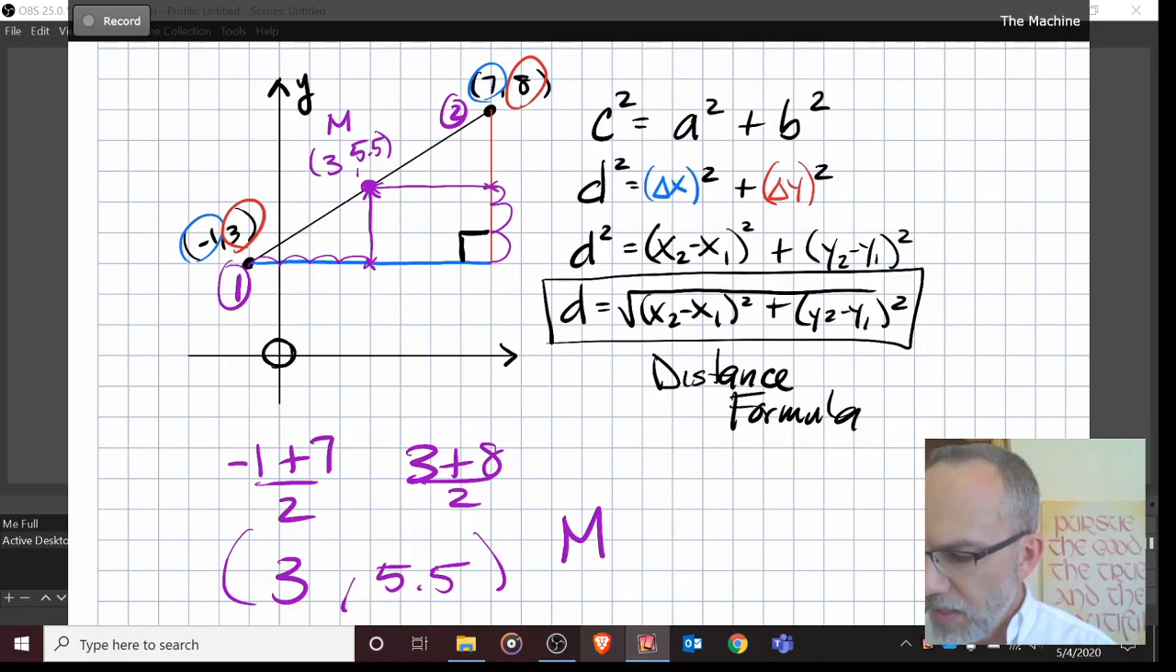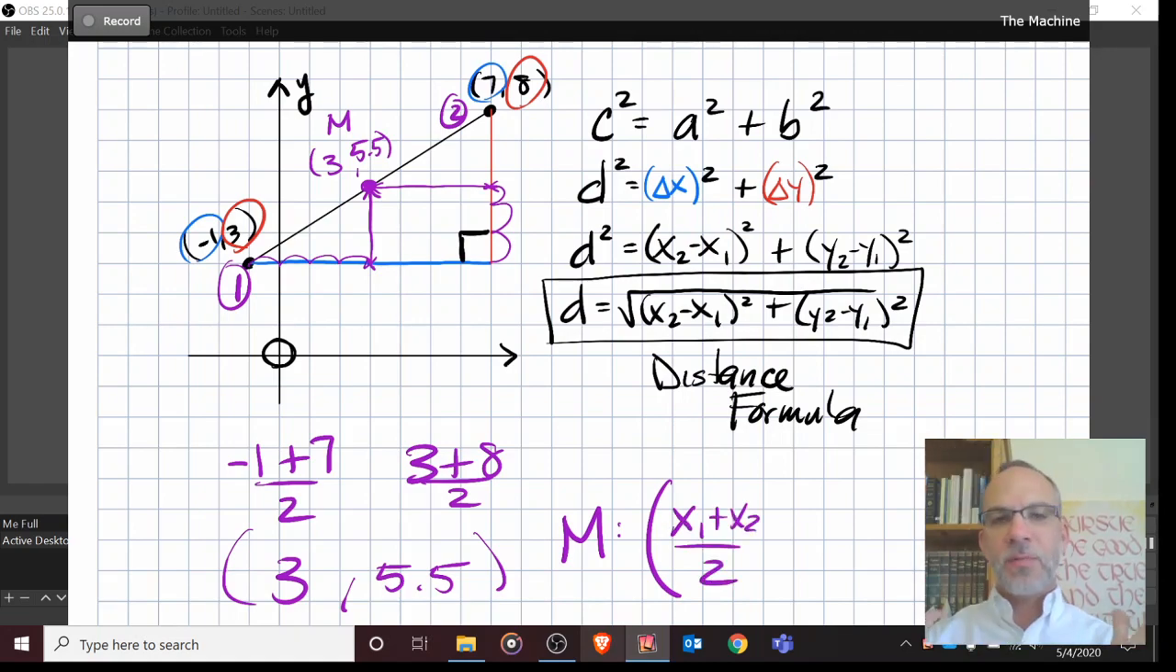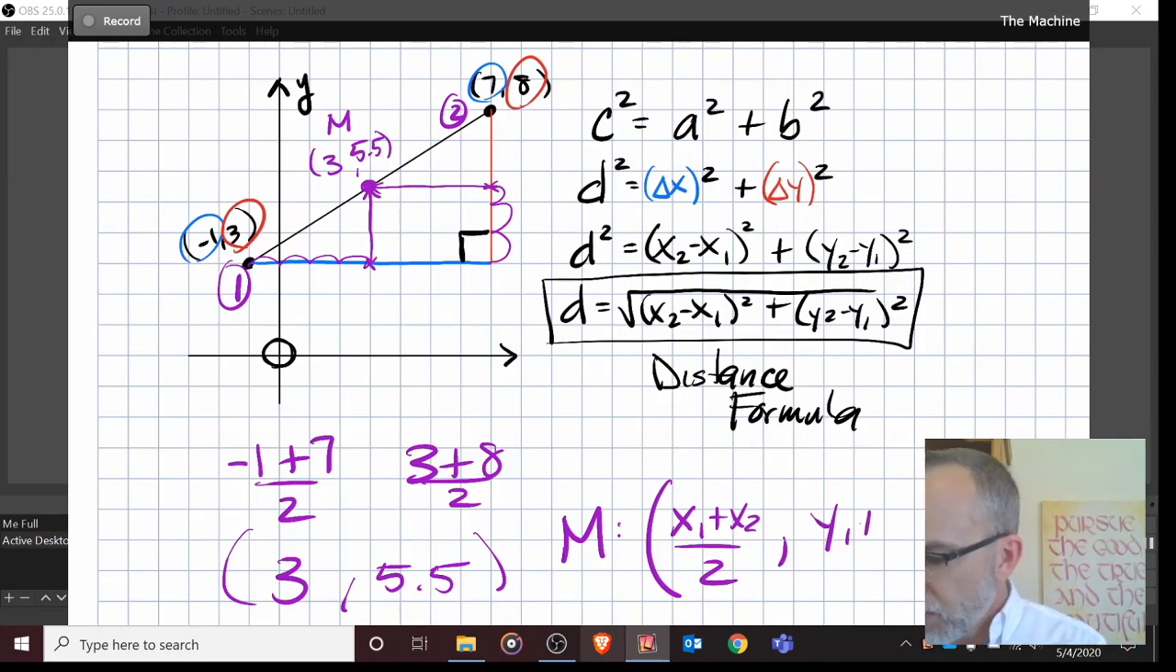So I'm going to say midpoint, it's an ordered pair. So it's going to be x1 plus x2 over 2, just the average of the x's, add them up, divide by 2, comma, y1 plus y2 all over 2, and there you go.